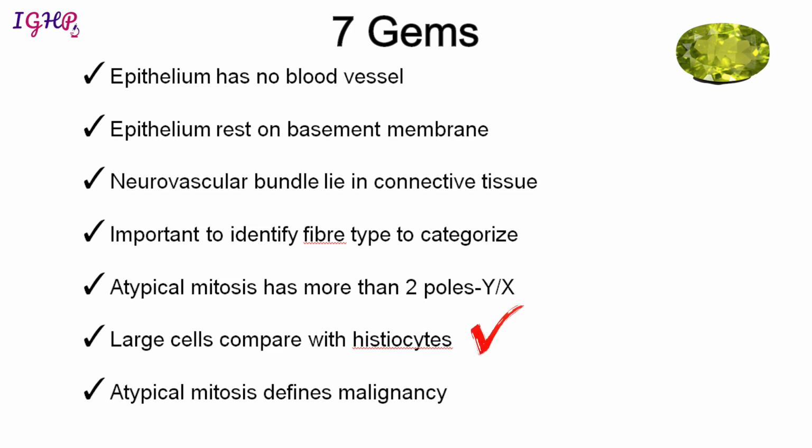Large cells, you can compare them with the histiocytes, or you can compare them with the lymphocyte that is there in the vicinity. And then when you know the size of the cells, you can tell whether it is large or small. And if you find any atypical mitosis, that is the defining feature for malignancy. So with this, we conclude the second basic lecture of histopathology.